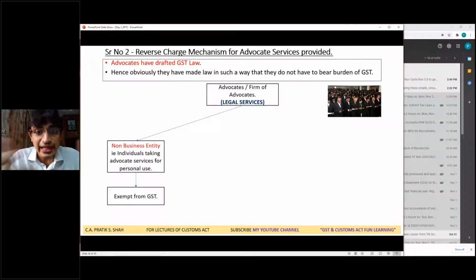So when an advocate collects an amount from an unregistered person for their personal purpose, residence, there is no question of GST. Whatever amount is earned by the advocate, there is no question of GST. Okay.